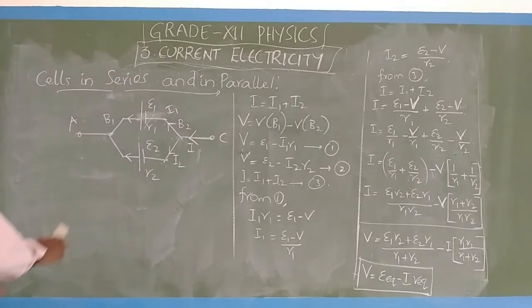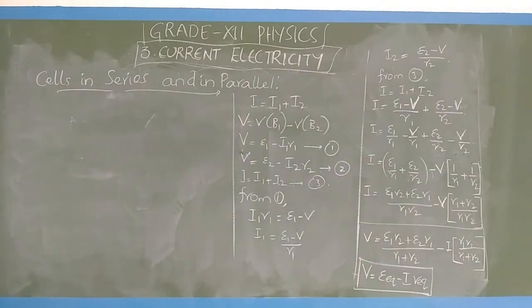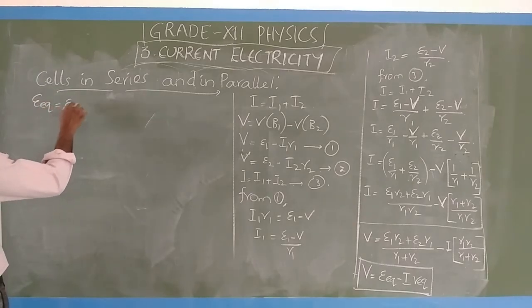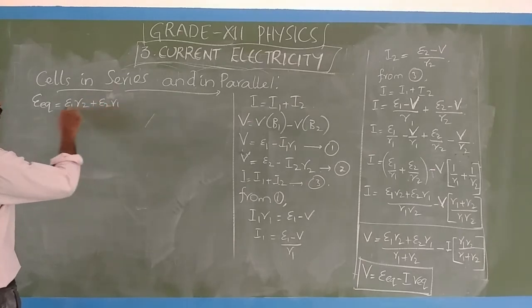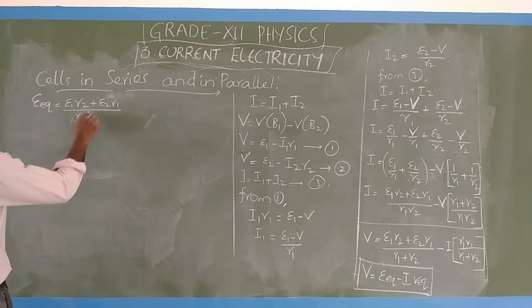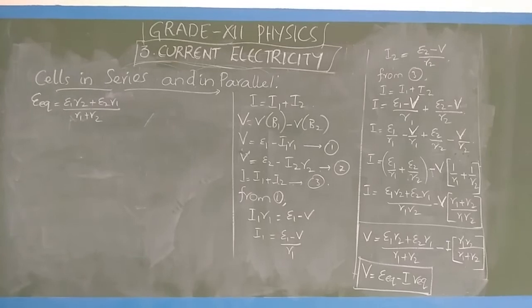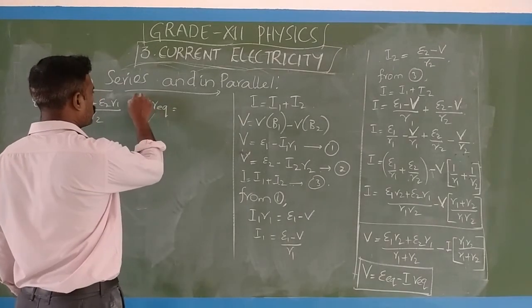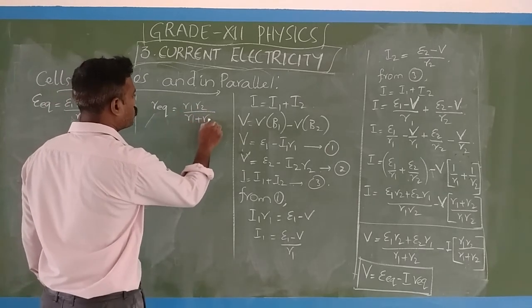So again, I will erase this and you follow that. I will take the equivalent values. E equivalent is E1 R2 plus E2 R1 by R1 plus R2. Then what is R equivalent? R equivalent is R1 R2 by R1 plus R2.